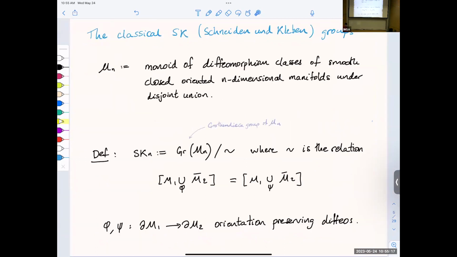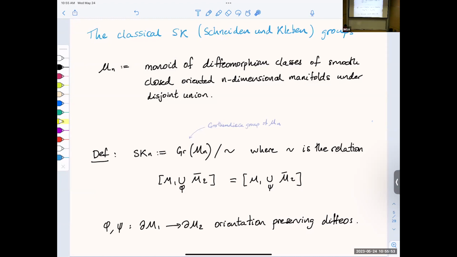As already mentioned, there was a group of authors, Kreck among them, who defined the notion of classical SK groups, the cut and paste groups. SK is for schneiden und kleben. It's the German terminology because this group of authors were German. And what was the definition of the group? We start with a monoid: the monoid of diffeomorphism classes of smooth, closed, oriented, n-dimensional manifolds under disjoint union.